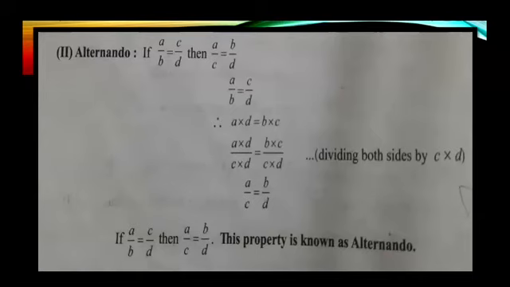Here D gets cancelled and remains A upon C, whereas in B into C upon C into D, C gets cancelled, remains B upon D. Therefore, A upon C is equal to B upon D. Therefore, if A upon B is equal to C upon D, then A upon C is equal to B upon D. This property is known as alternando.